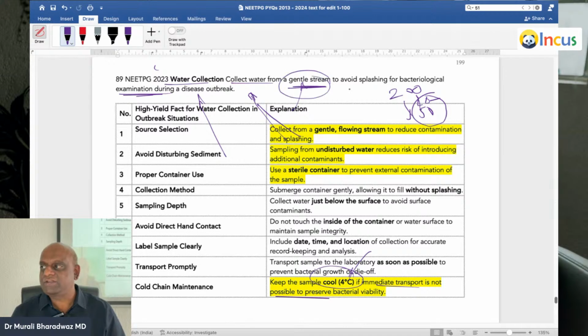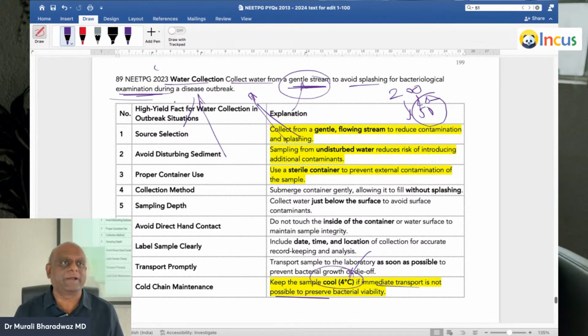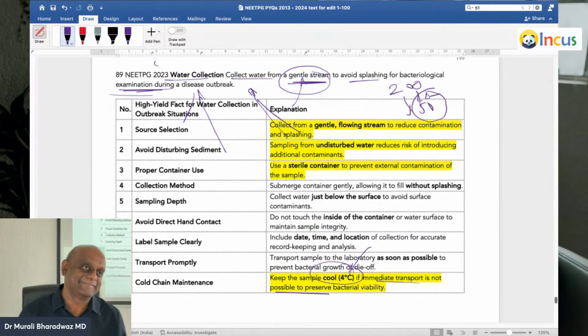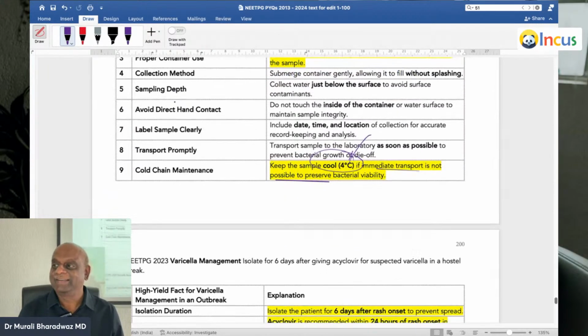Collect the water from a gentle stream to avoid splashing for bacteriological examination during a disease outbreak. So during the disease outbreak, the original question was, how do you collect the water? It was an MCQ in 2023 NEET PG. You can't help it. Right?